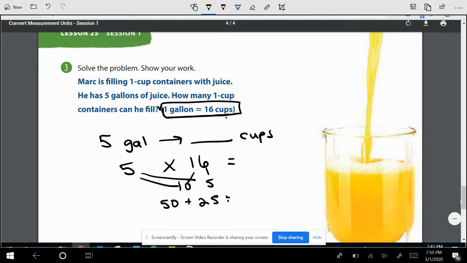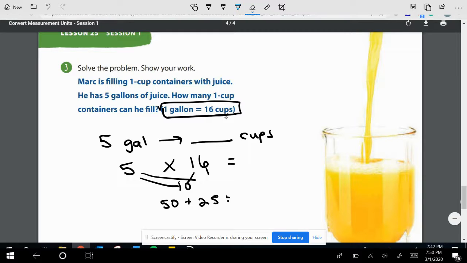Nope, sorry. 5 times 6 is 30. Sorry, actually, I'm making a mistake right now. I meant to bring down the 6. Okay, give me 1 second. 5 times 6 is 30. There we go. And then we would add these. 50 plus 30 equals 80. So that would say 80 cups is equal to 5 gallons, right?